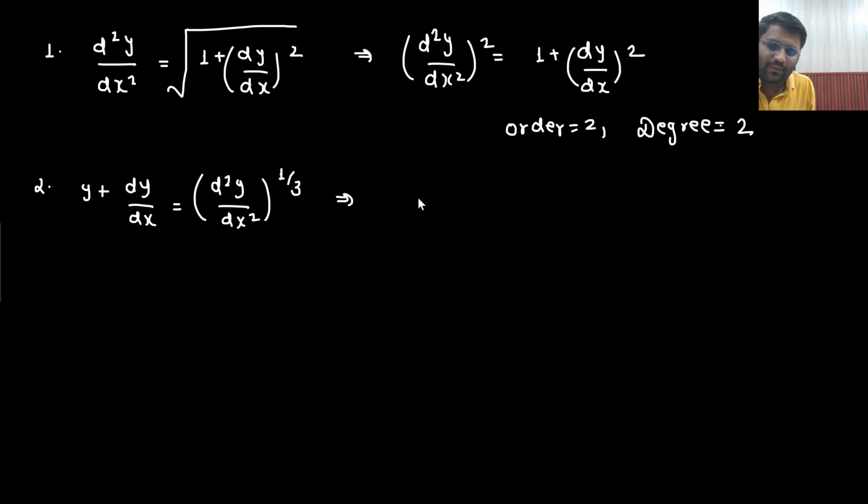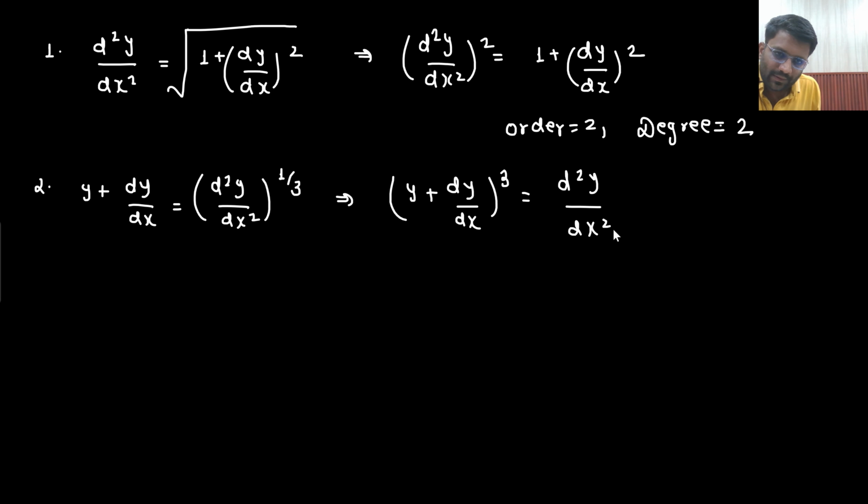So what I will do? I will take power 3 on both of the side. If I take power 3 on both of the side, what will I be getting? This is what I will be getting. Now, if I need to define order and degree, can I directly define from here? Absolutely, sir. How can you define? Sir, highest order differentiation is twice. What is the power of highest order differentiation? That is 1. That's it.